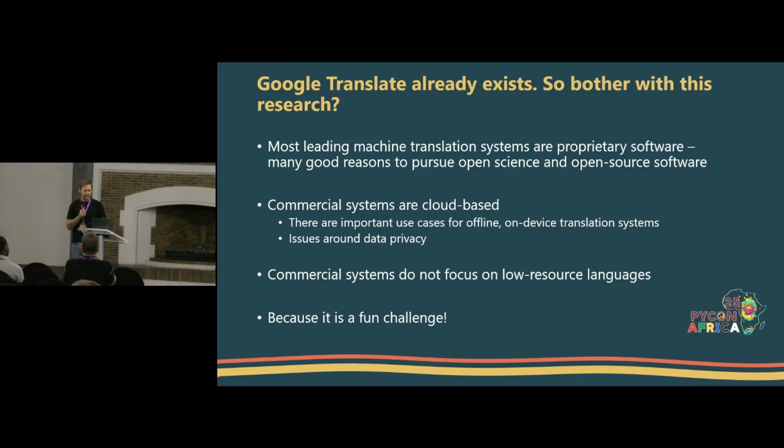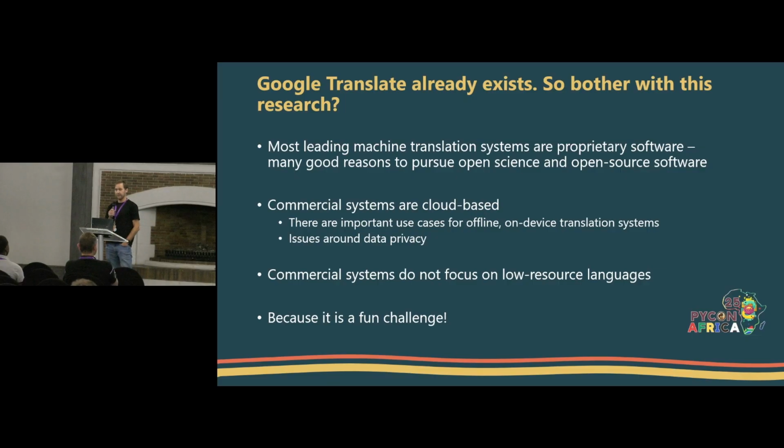So Google Translate already exists. Why bother with this research? Slightly facetious question, I asked it myself, but there are many reasons. The first, the big one, is that most leading machine translation systems are proprietary. And there are many good reasons that I don't think we have to enumerate in this room to pursue open science and open source software. Commercial systems are cloud-based, and there is often a need to do these things offline, on limited memory, on edge devices.